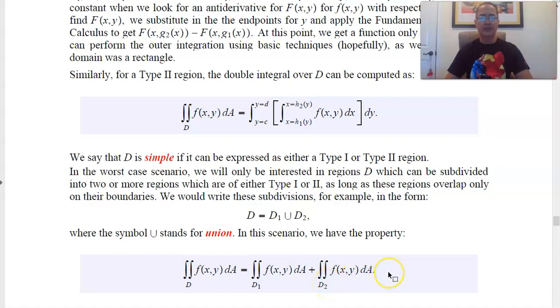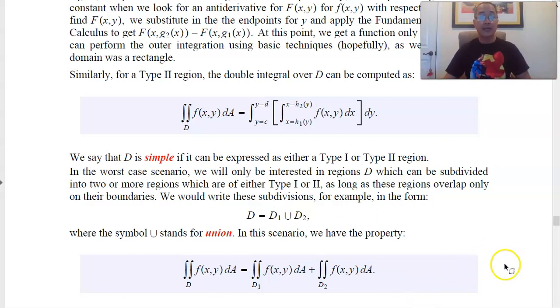This might sound like something you saw in basic calculus. The integral from a to b plus the integral from b to c is the same as the integral from a to c. So you just add up their contributions.